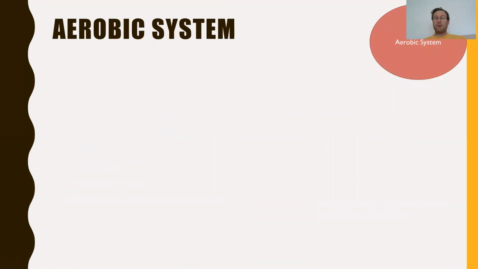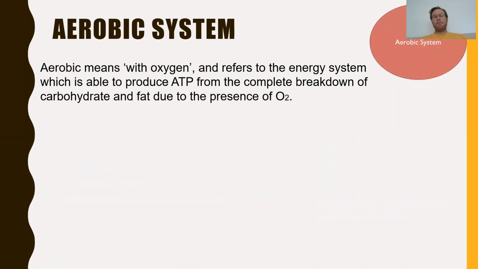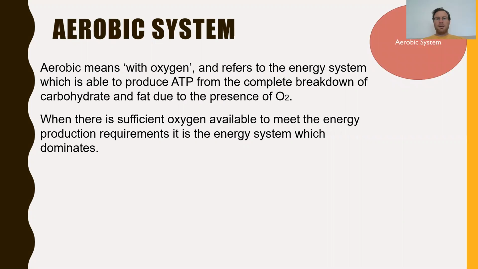So lastly, the aerobic system. Aerobic means with oxygen and refers to the energy system which is able to produce ATP from the complete breakdown of carbohydrate and fat in the presence of oxygen. You can also break down a little protein as well when you're exhausted, or when you're exercising exhaustively. But carbohydrate and fat are the biggies. When there is sufficient oxygen available to meet the energy production requirements, it is the energy system which dominates.